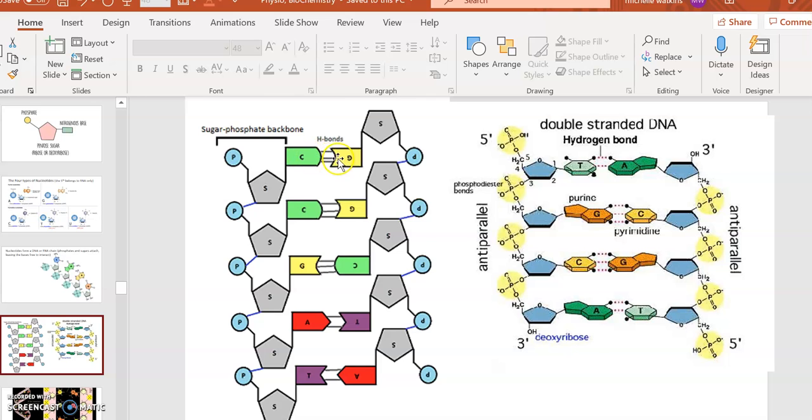So cytosine and guanine match up, and when there's guanine on one side, there'll be cytosine on the other, and vice versa, and same thing with the other set, okay? And so there's this base pairing, it's called, that happens between one strand of nucleotides and another strand of nucleotides, and that's what creates the double-stranded DNA.